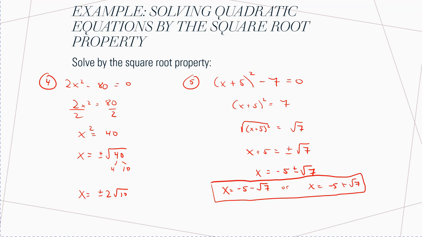Okay. So this square root property, again, just works really well when you just have a squared term. And then you can move constants to the other side. Then boom, just use the square root to get rid of the square. And just remember, you get two solutions, one positive and one negative.